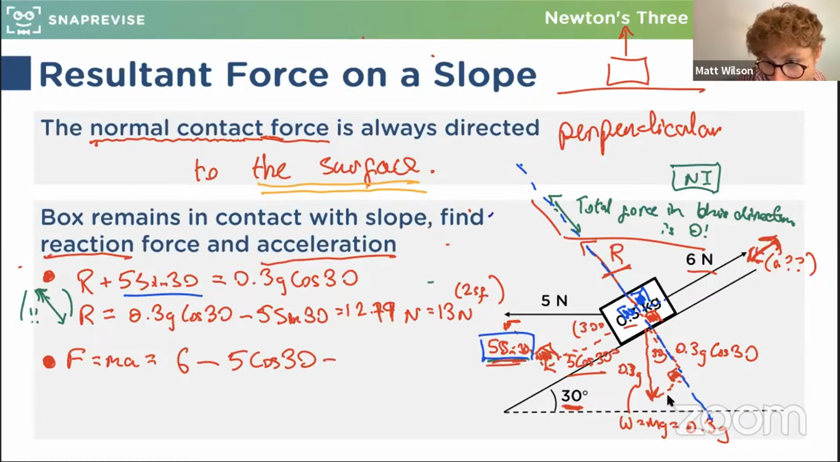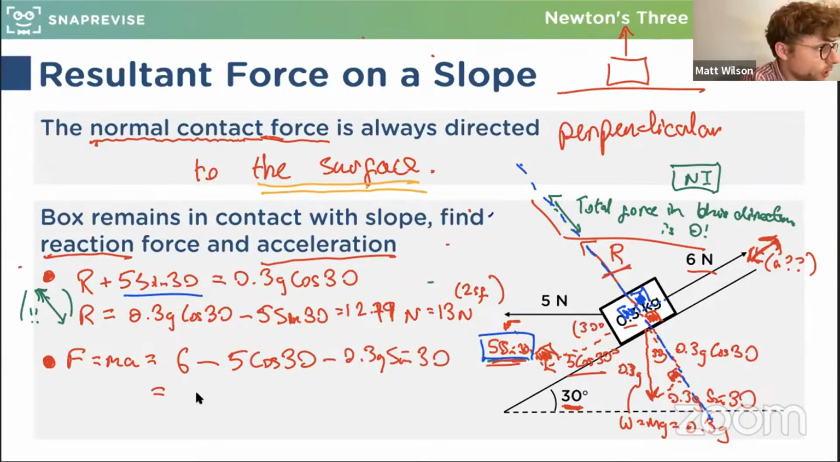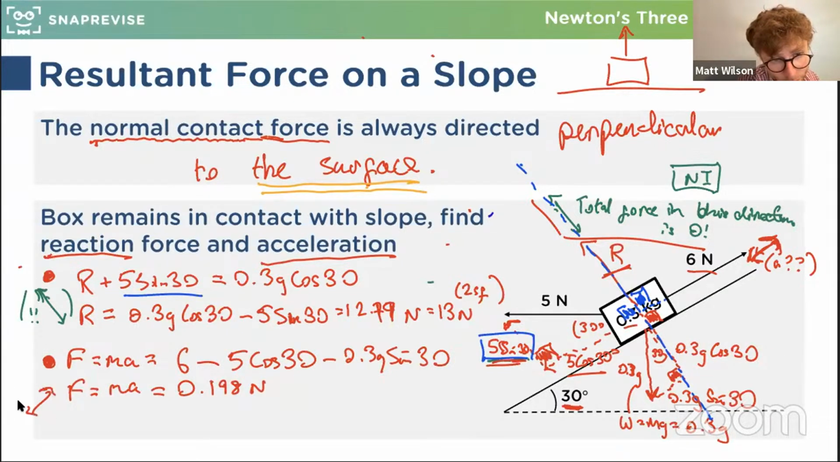We also have here 0.3 G sine 30. Good. 0.3 G sine 30. So that's going to be our total force, and our total force is hence going to be, if you chuck this in a calculator, 0.198 newtons. Good. And that's mass times acceleration, because that's the total force in this direction.